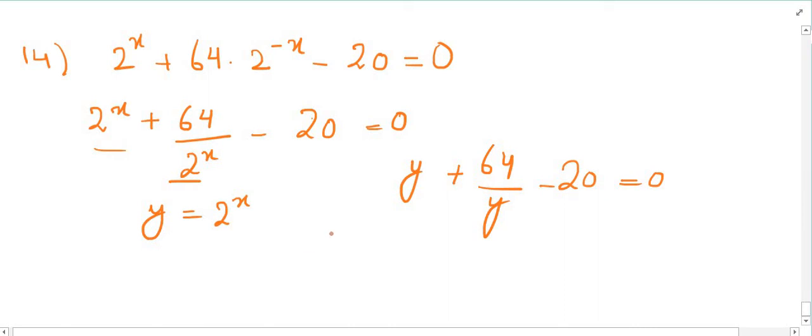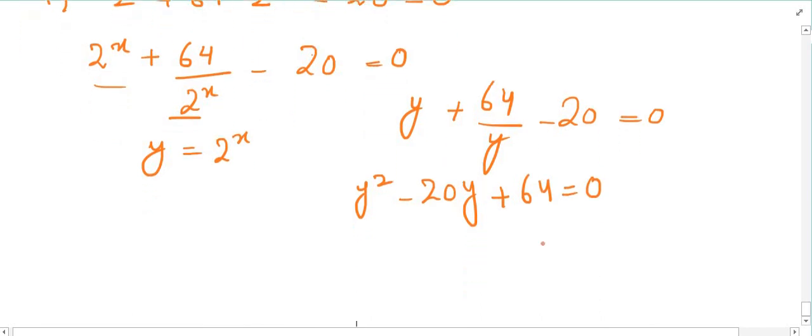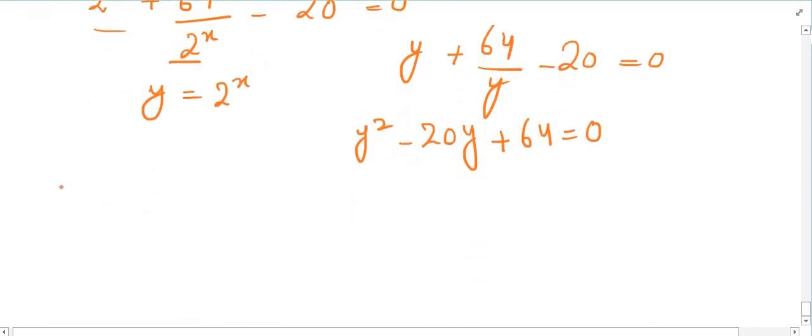The quadratic equation for this is y². I am going to write it directly, but you will find it. Okay, y². Do not miss any step. y² - 20y + 64 = 0. Okay, make factors. After factorization, the factors for this are -16 and -4. This becomes y = 4 and 16.